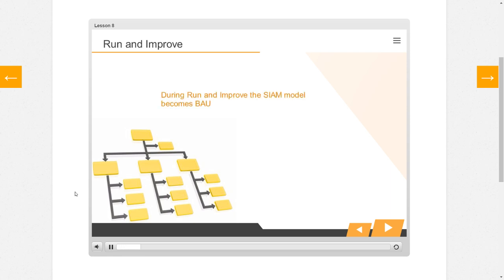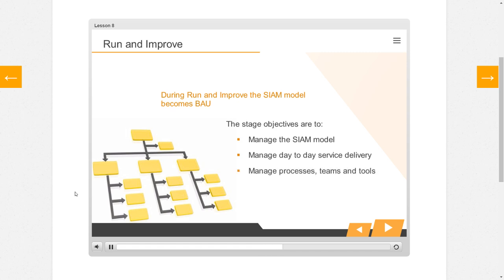Run and Improve is where the SIAM model becomes business as usual for the customer organization. In other words, how it normally works. The objectives for this stage are to manage the SIAM model, manage day-to-day service delivery, manage processes, teams, and tools, manage continual improvement activities. All of the SIAM layers will have roles to play in these activities, but the service integrator will be mainly accountable for them.